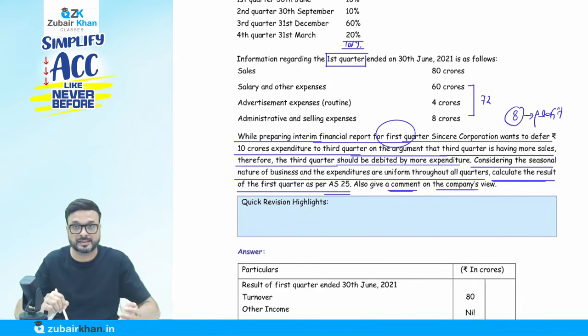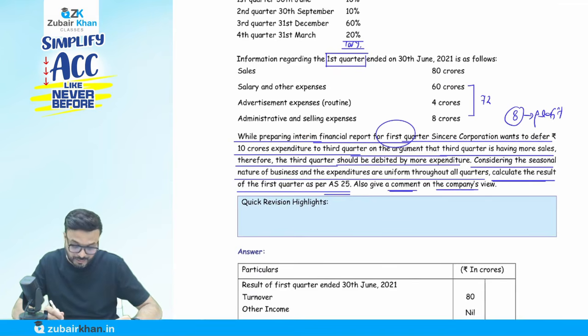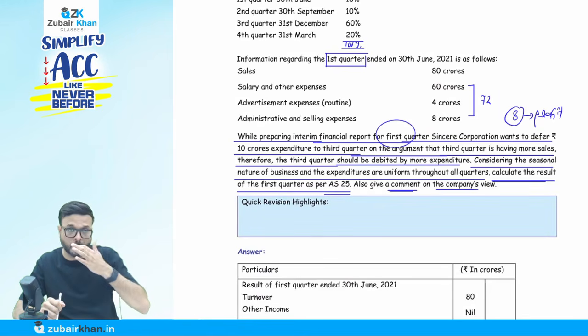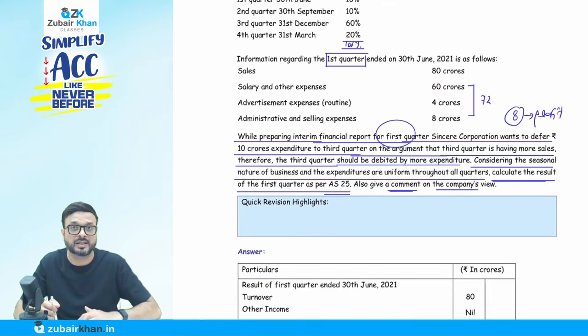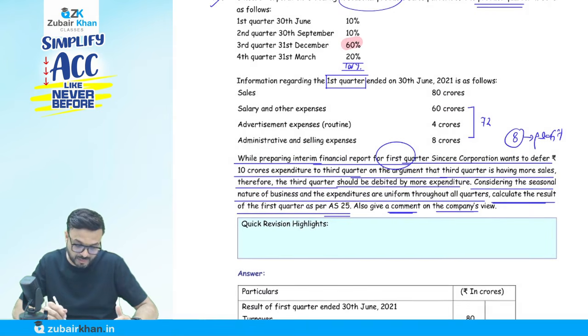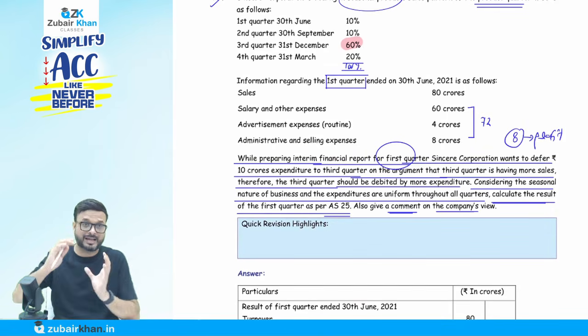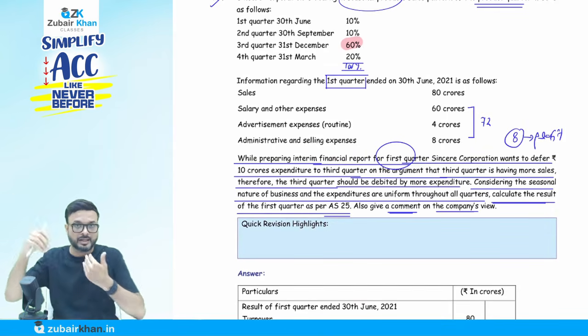So what they are telling us is that out of the 72 crore total expenses, 10 crore should be recorded in the third quarter. They are giving the excuse that as they have more sales in the third quarter, out of the 72 they want us to defer the 10 crore to the third quarter. Is the argument correct?